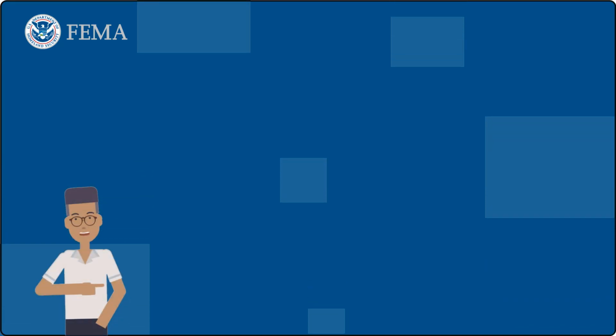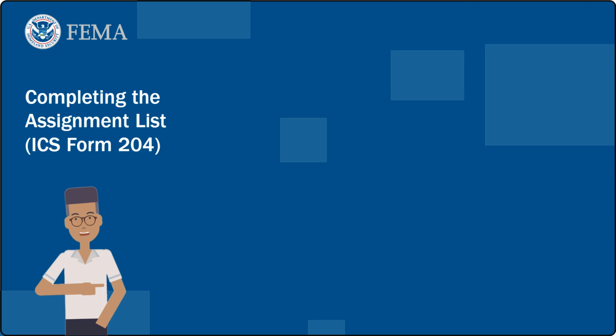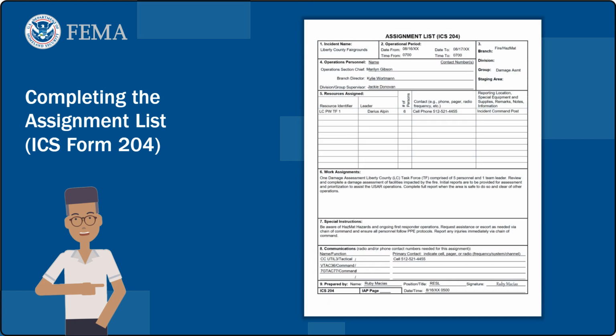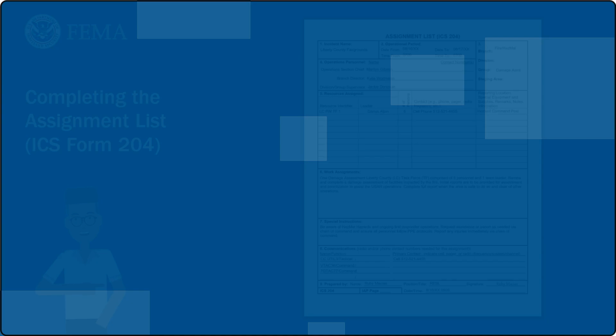In this video, we'll review how to complete the assignment list, ICS Form 204. The ICS Form 204 informs division and group supervisors of incident assignments. Once the command and general staff agrees to the assignments, the assignment information is relayed to the appropriate divisions and groups. Alrighty, let's get into the ICS Form 204.